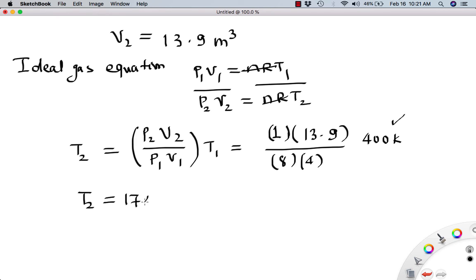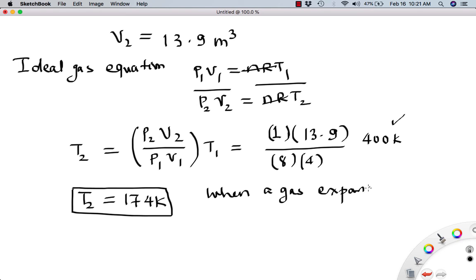So what we see here is when a gas expands, its temperature decreases. Because there is no heat involved, or you are not supplying any heat, that means it does the work at the cost of its internal energy. So there's a decrease in internal energy, that's why there's a decrease in temperature.